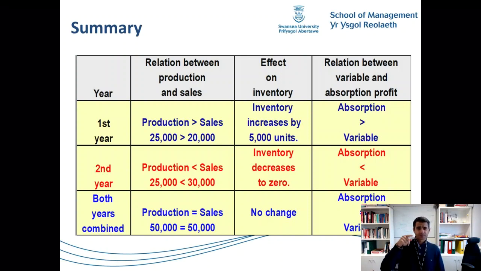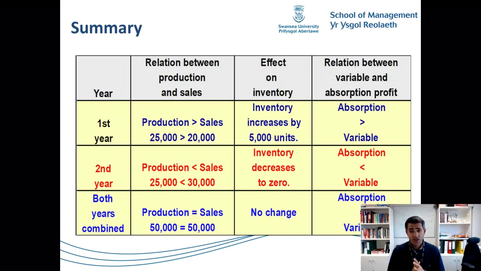In the second year, what happened? The production was 25,000 units, but the sales was 30,000 units. So the production was less than the sales, right? In this case, we managed to decrease the inventory to zero, and we didn't have any closing inventory at the end of year two. In this case, if production was less than sales, remember that the profit of variable costing would be higher than absorption costing.